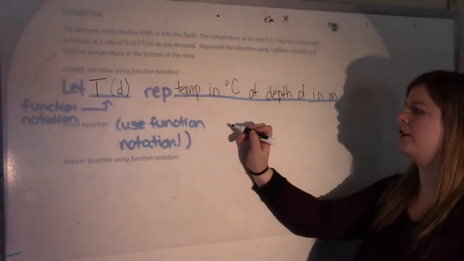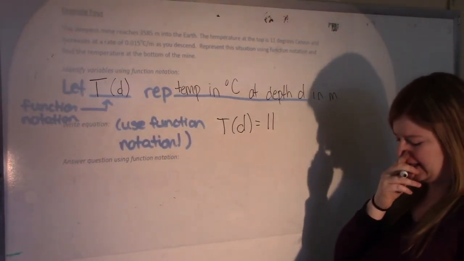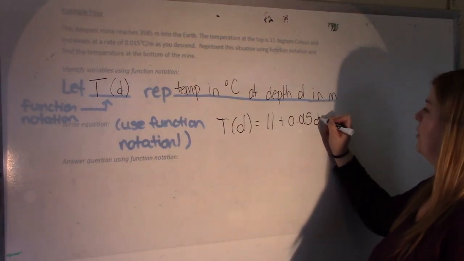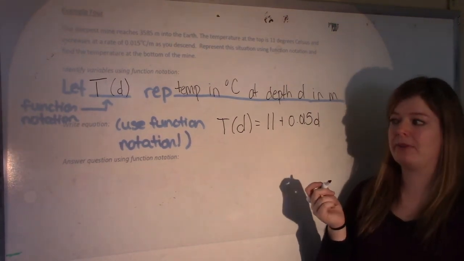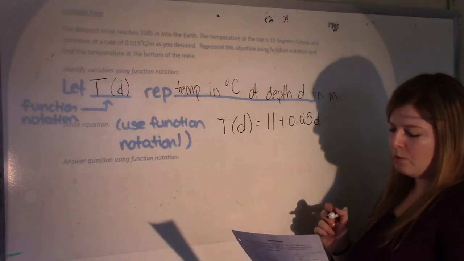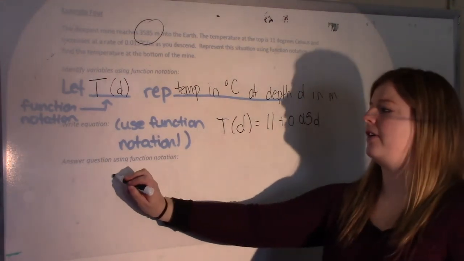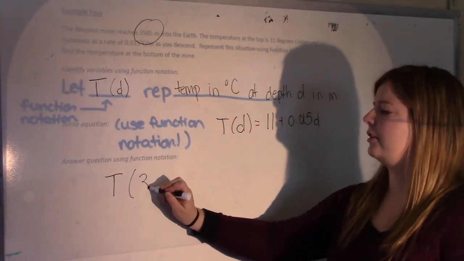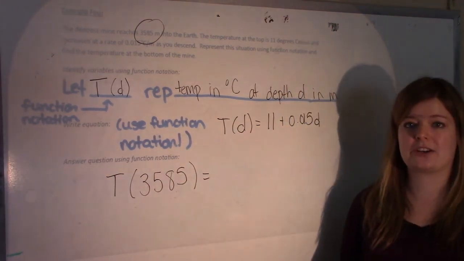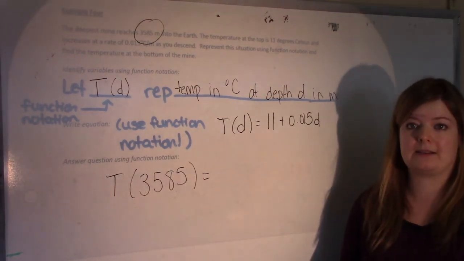So I want to write the equation using function notation. So T at D equals, well, we start at 11 degrees, and then we add 0.015 degrees per meter of depth. So we want to answer the question, what is the temperature at the bottom of the mine? Well, we know that it's 3585 meters down. So we want to find the temperature at 3585. See, that's so much easier than actually having to write let D equal 3585. We're telling the reader that in that one simple notation there.